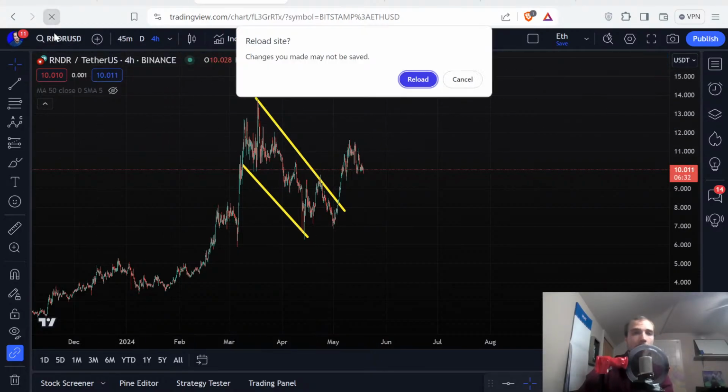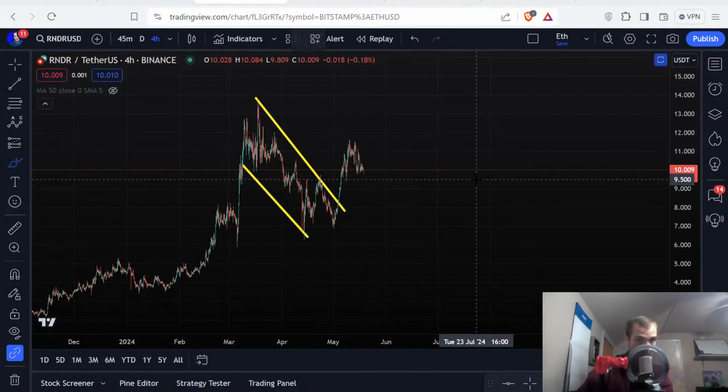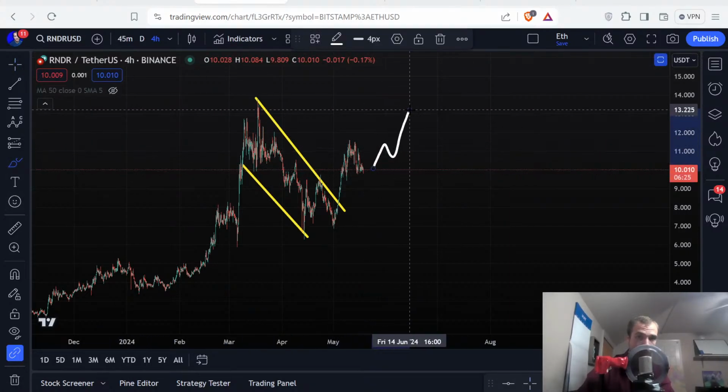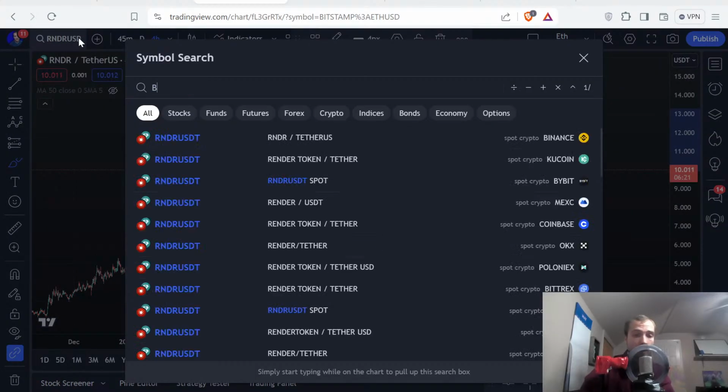And let's talk about my target for Bitcoin, because we haven't even talked about Bitcoin yet. But yeah, I think Render is going to take off here and really start to move up here as Bitcoin takes off as well.